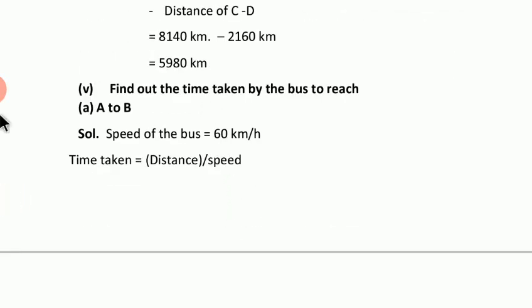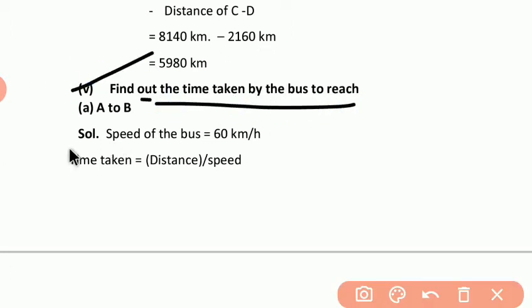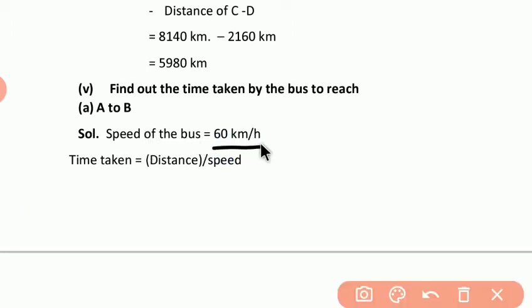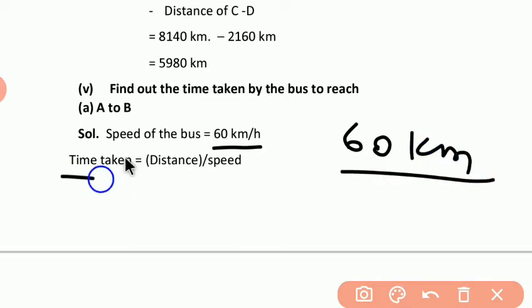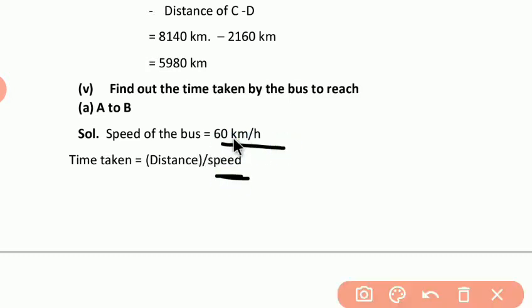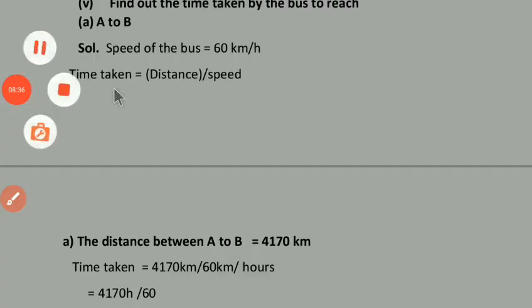Then last question. Find out the time taken by the bus to reach from A to B. Now we have to find the time taken. We know that the speed of the bus is given as 60 km per hour. Per hour means in 1 hour the bus has covered 60 km. And we know that time is equal to distance upon speed. Means how much distance a bus has covered with given speed. Here the speed is 60 km per hour. In 1 hour it covers 60 km. So from A to B.